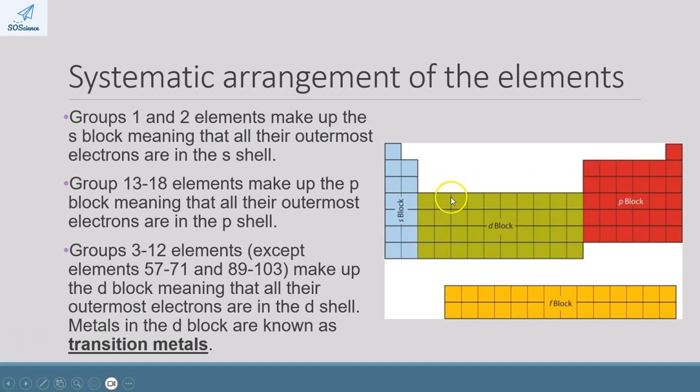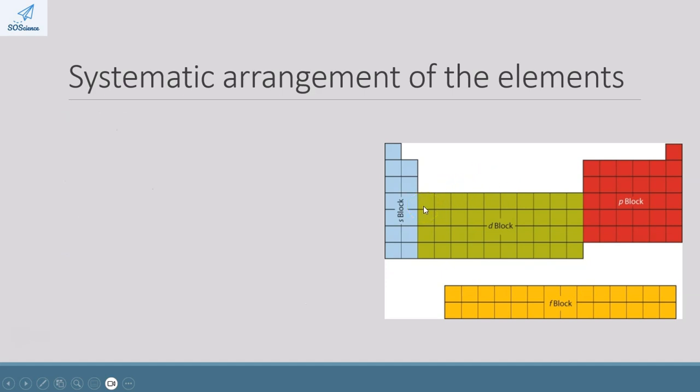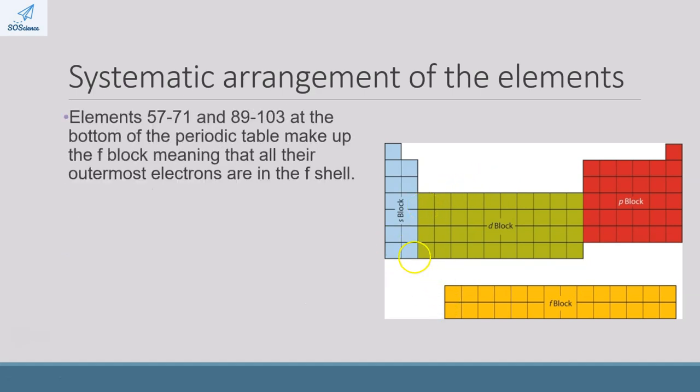We only go as complex as the S block and the P block. We just need to be aware that group 3 to 12 elements that make up the D block, well, that means that their outermost electrons exist in a D shell. Now, metals in the D block have a name known as transition metals. And elements 57 to 71 and 89 to 103 at the bottom of the periodic table, they make up the F block, and that means that their outermost valence electrons exist in an F shell of their particular energy level.